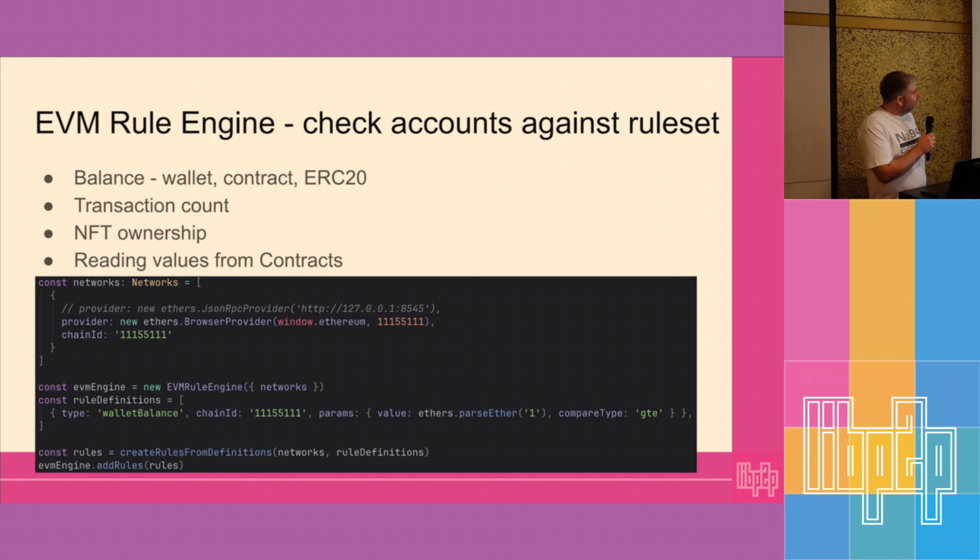A bit on the EVM rule engine. I wrote this quick little script six months ago. You can check balances, contracts, wallets, whatever, transaction counts, NFT ownership. You can read values from contracts. It's pretty straightforward, a bit of JSON down here. So, checking the wallet balance, it needs 1 ETH or greater.